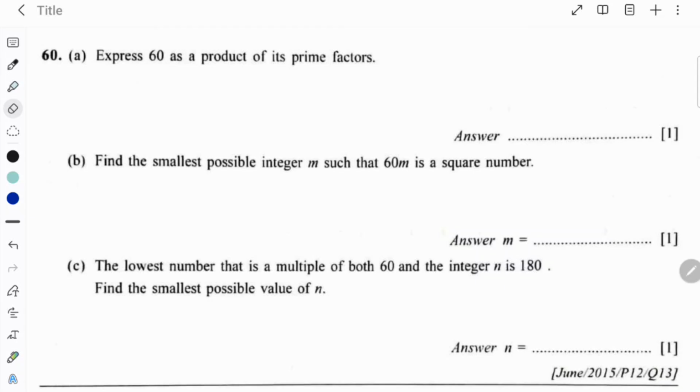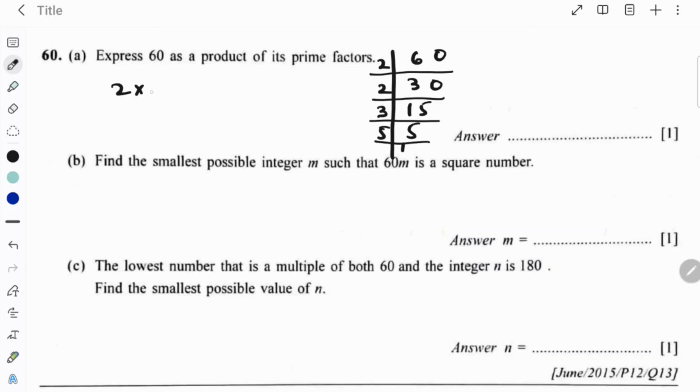That is question number 13 in the paper. Express 60 as a product of the prime factors. So that is 60, 2 times 30, and 2 times 15, and 3 times 5, and 5 times 1 is 5. Then 2 into 3 into 5, that means 2 square into 3 into 5 is the answer. So 2 square into 3 into 5.